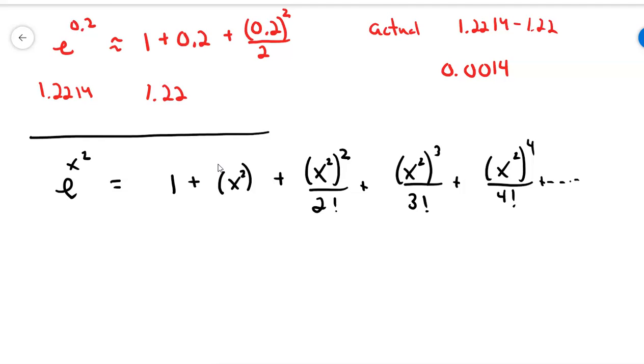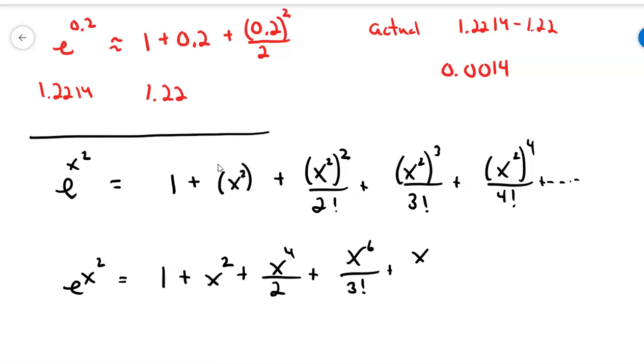So if you want to clean that up a little bit, e to the x squared is 1 plus x squared plus x to the fourth over 2 plus x to the sixth over 3 factorial plus x to the eighth over 4 factorial, and so forth. Now, remember we said that there was no direct way to integrate e to the x squared, that you would have to use some other method? Well, here is just such a possibility.